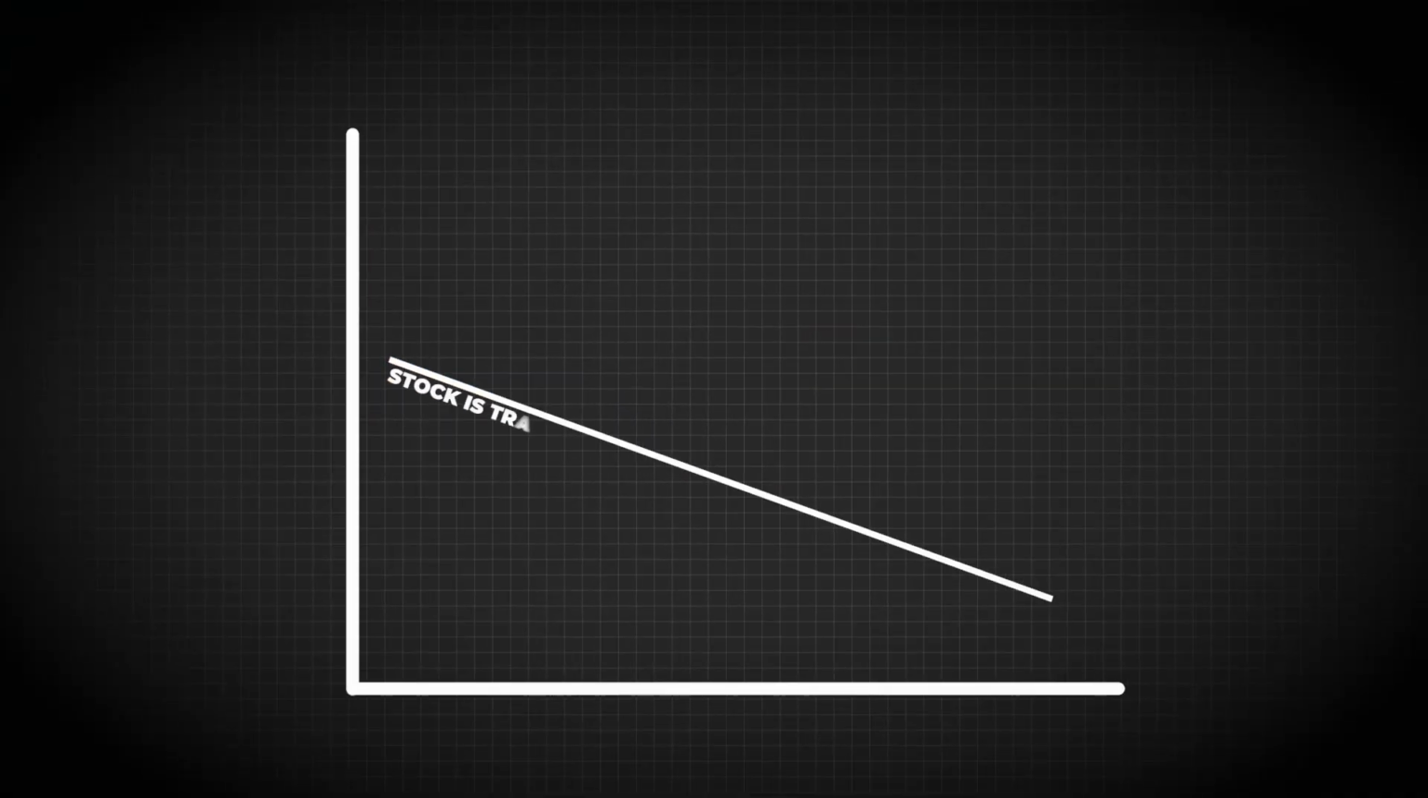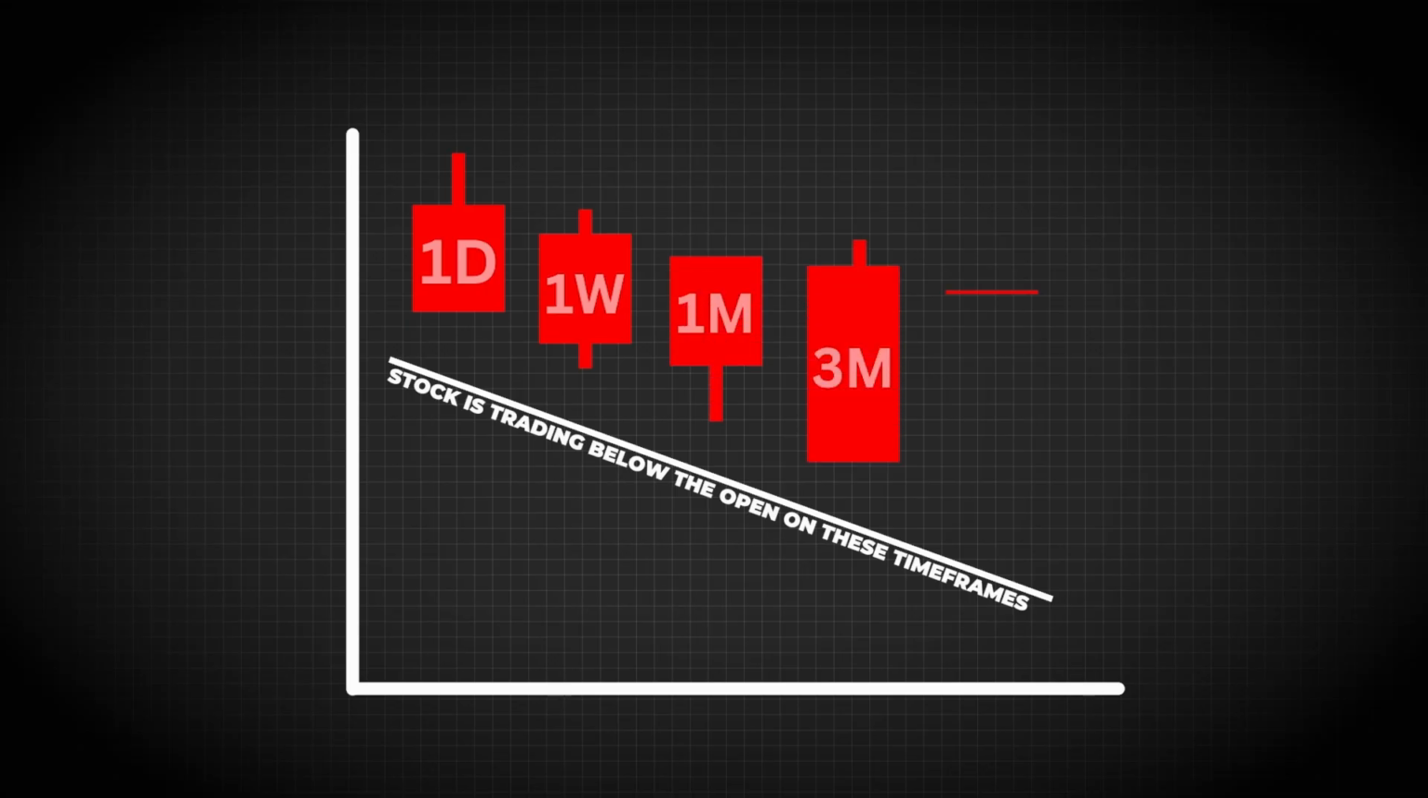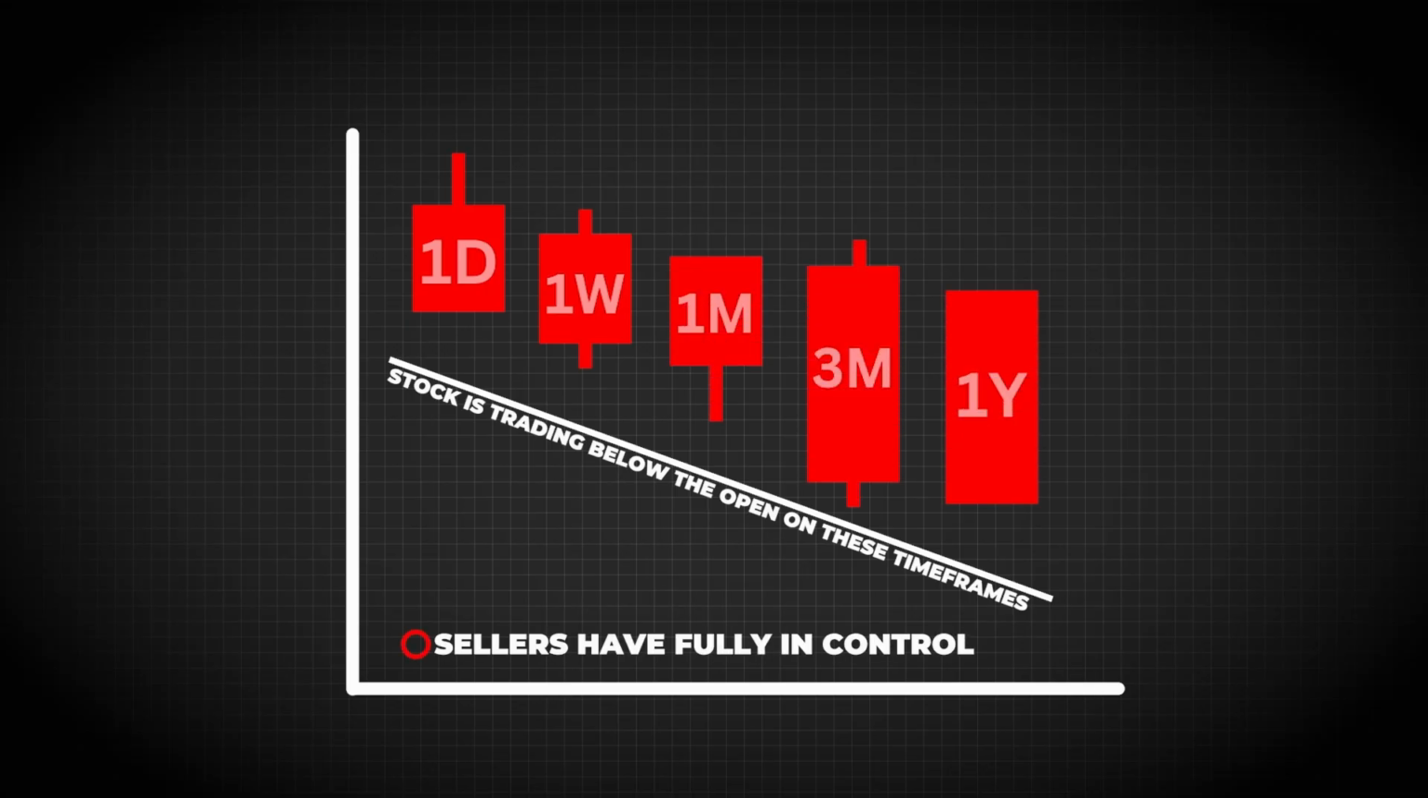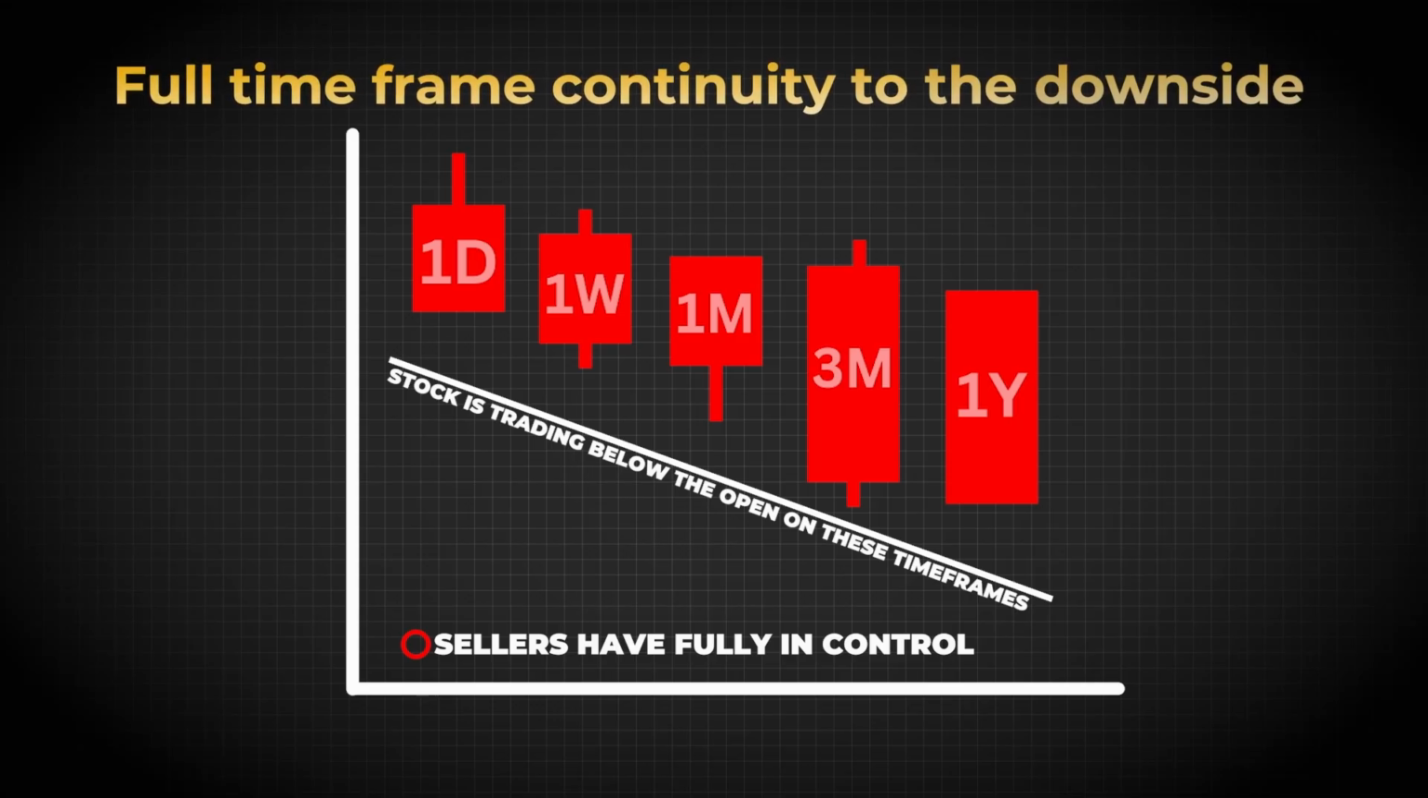If a stock is trading below the open on the daily, weekly, monthly, quarterly, and the yearly time frames, sellers have full control. This is known as full time frame continuity to the downside, and it signals a strong downtrend. In this case, consider opening short positions since sellers are dominating. Again, if you look at a chart, you'll see more red candles than green.